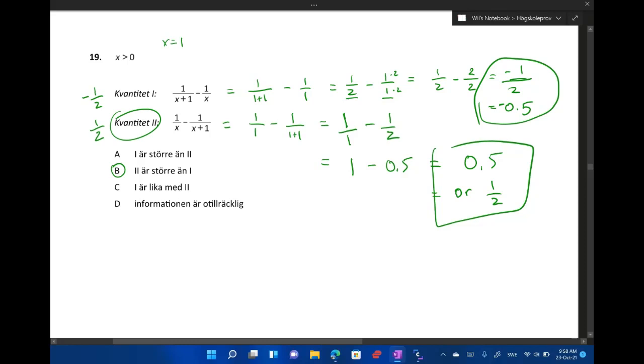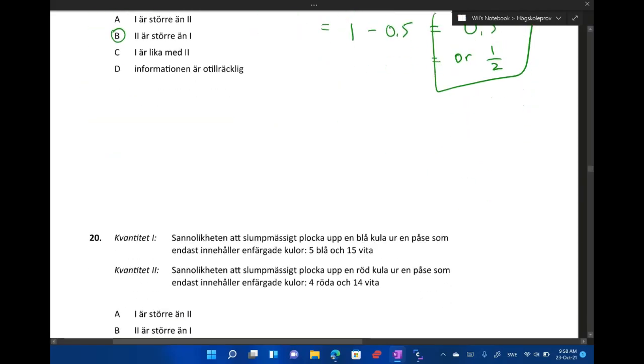So whenever you get a question like this, x is greater than 0, just substitute a value. Choose an easy number. 1 is good. If you like to work with 2, put 2 there. Okay? Let's move on here.